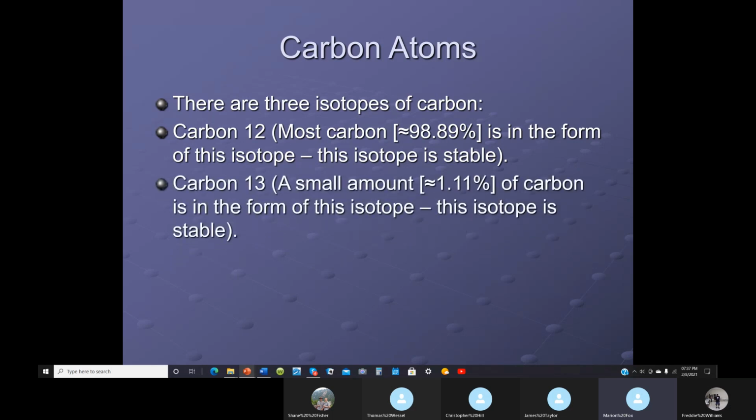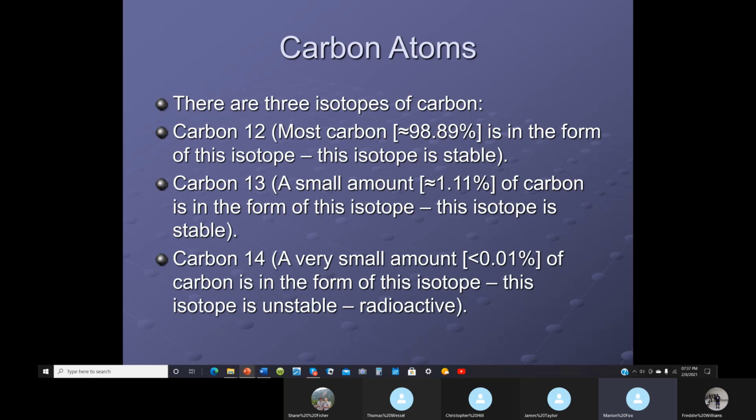We have carbon-13. It's a small amount. About 1.11% is carbon-13. And it has 6 protons. That's what makes it carbon, but it has 7 neutrons. And it'll have 6 electrons unless it's ionized. And it's also a stable isotope of carbon. But only a little over 1% of the carbon is carbon-13, right? Carbon-14 is radioactive, and that's a very small amount, less than 1/10 of 1/100th of 1% is carbon-14. Now, this carbon has 6 protons, and that's what makes it carbon, but it has 8 neutrons. So that gives you 6 plus 8 is 14 particles in its nucleus. It's unstable, it's radioactive, it decays over time.